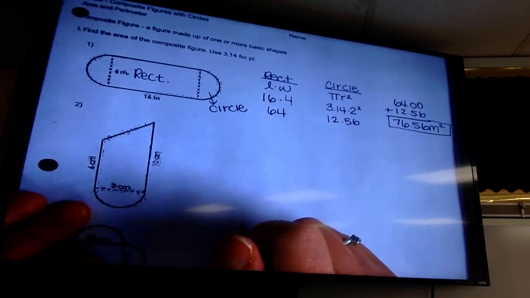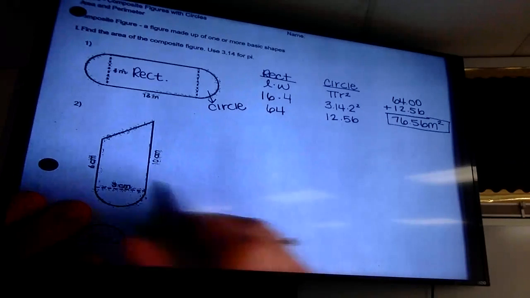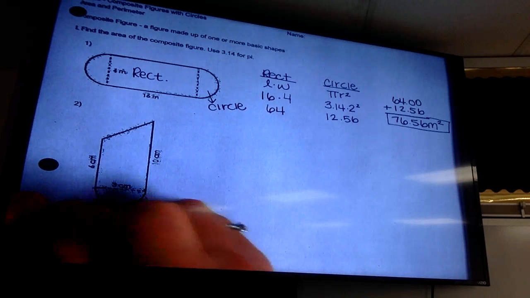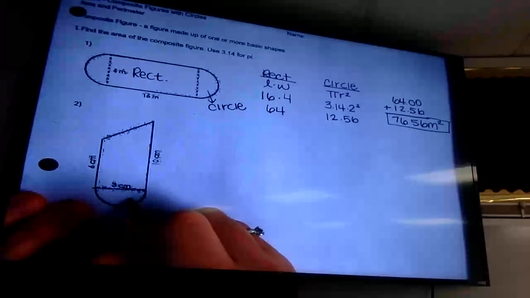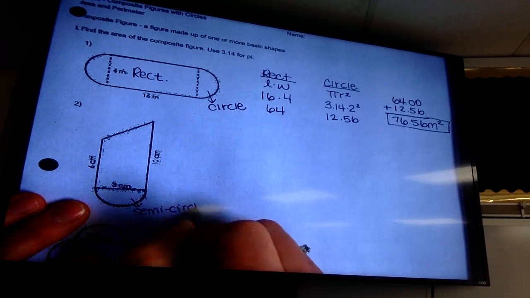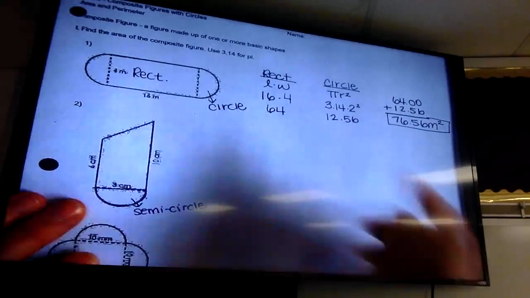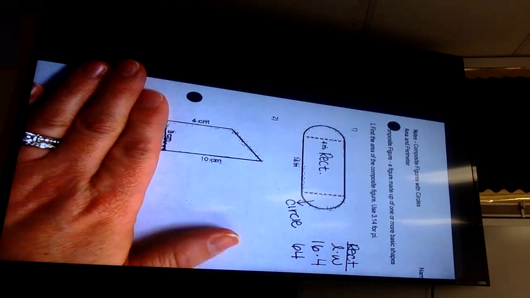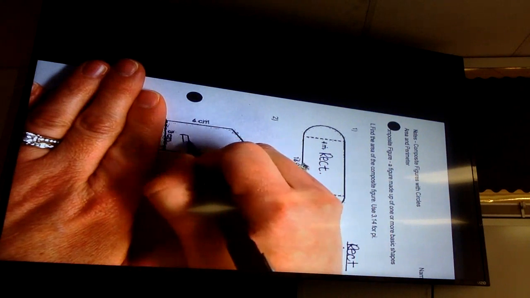Let's try this again. We have two shapes here. The easy one to see is probably right here, and that's a semicircle. And then this shape right here, I'm going to turn it this way. You might be able to see it a little bit better. This is actually a trapezoid.